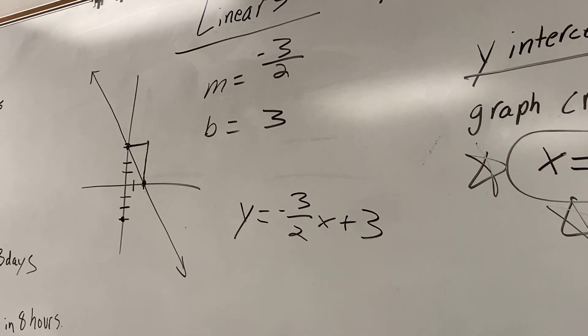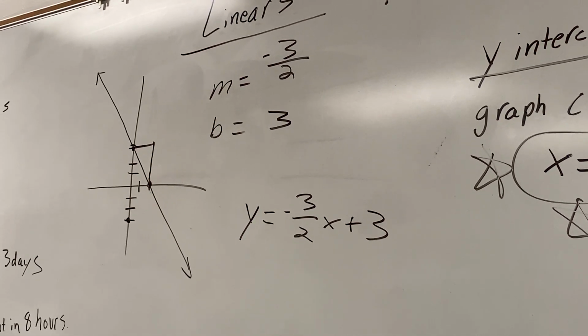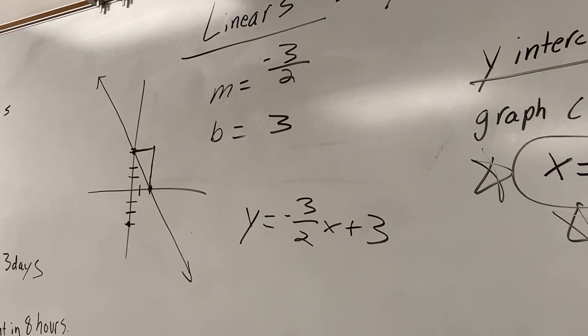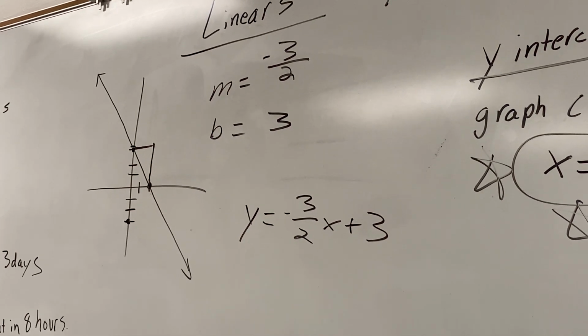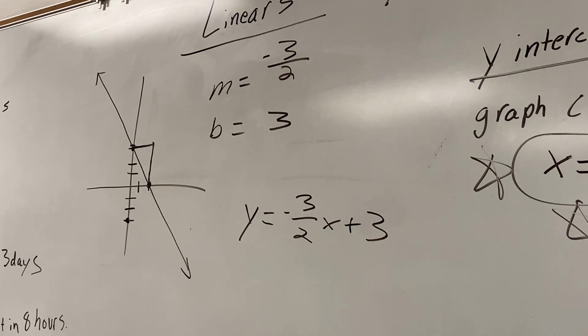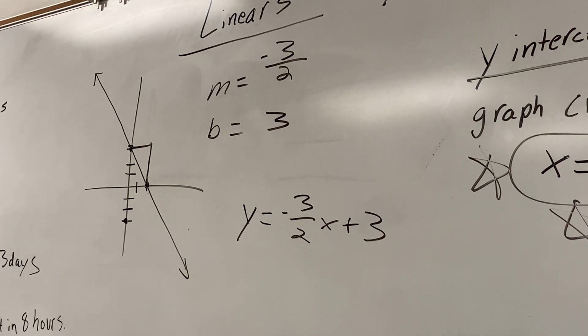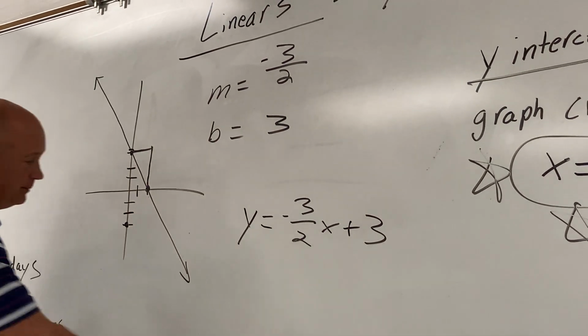Why'd you just put 3 for the y-intercept instead of 0, 3? I could have put 0, 3. Okay. Same thing. Okay, questions? All right, let's keep going.